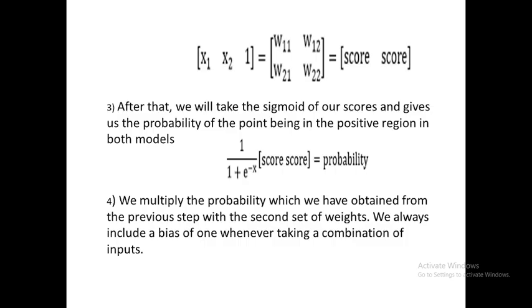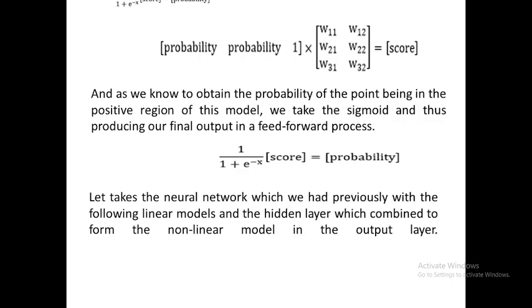Actually we are giving the input along with the weights, and then we are calculating the score. After calculating the score, we are finding the sigmoid value for that score, and then finding the probability. And then next we are going to calculate the same thing for the second set of values with its respective weights. So at the fourth step we multiply the probability which we have obtained from the previous step with the second set of weights. We always include a bias of 1 whenever taking a combination of inputs.